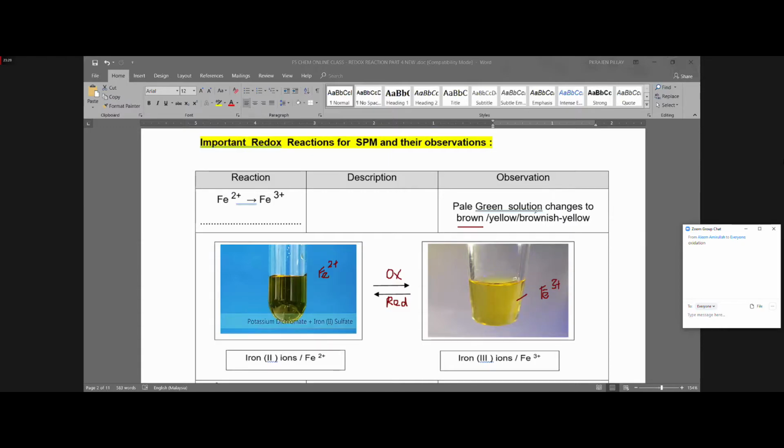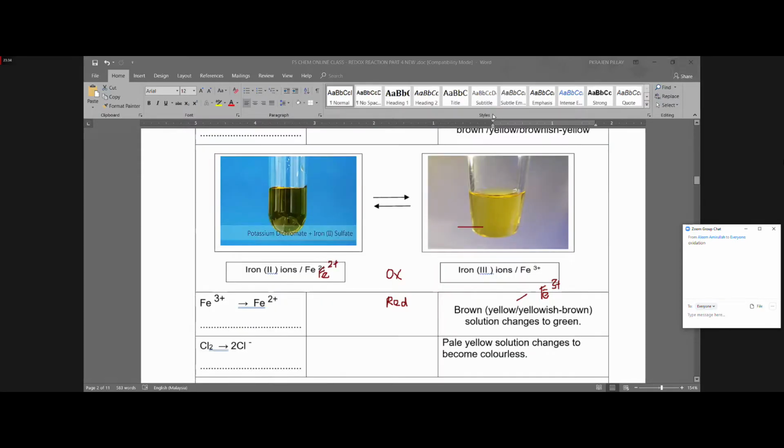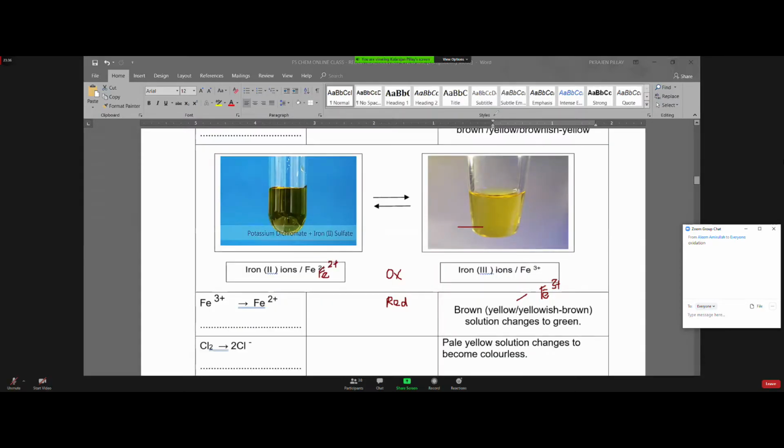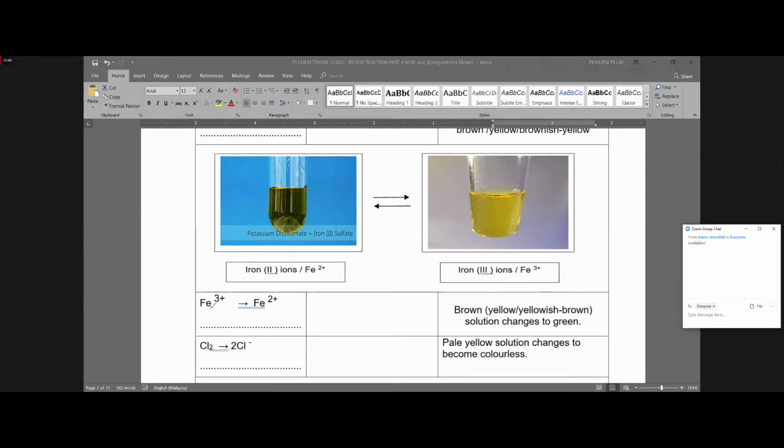Okay, so you describe in words. Okay, well done, Aliva. So we go to the next one. Let me clear first. All right, then reverse now. Fe3+. Okay, what type of reaction? Write down. Just now 2+ to 3+ was oxidation.